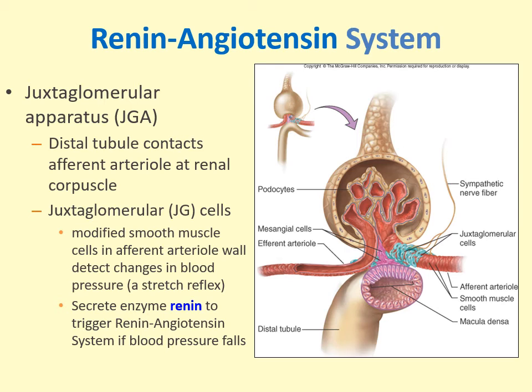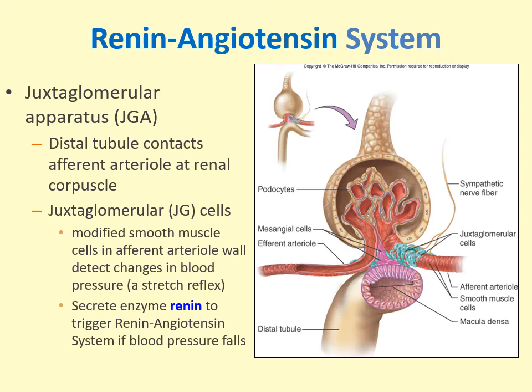So we've got a sympathetic nerve fibre, I've got this thing called the juxtaglomerular cells, and we've got the distal convoluted tubule, but we've also got specialist cells in the distal convoluted tubule called the macula densa. So the whole thing is called the juxtaglomerular apparatus. So the distal tubule contacts the afferent arteriole at the renal corpuscle. So the nephron comes back in on itself, and the distal part interacts with the arterial supply going into the glomerulus.